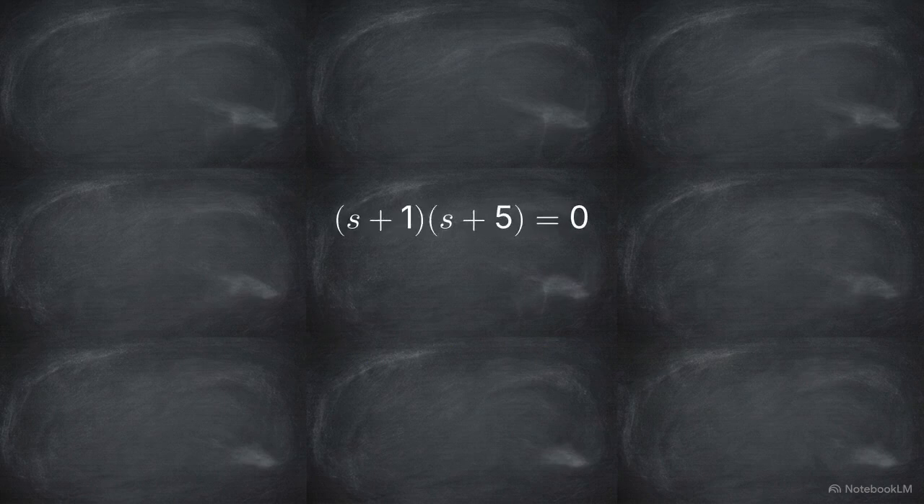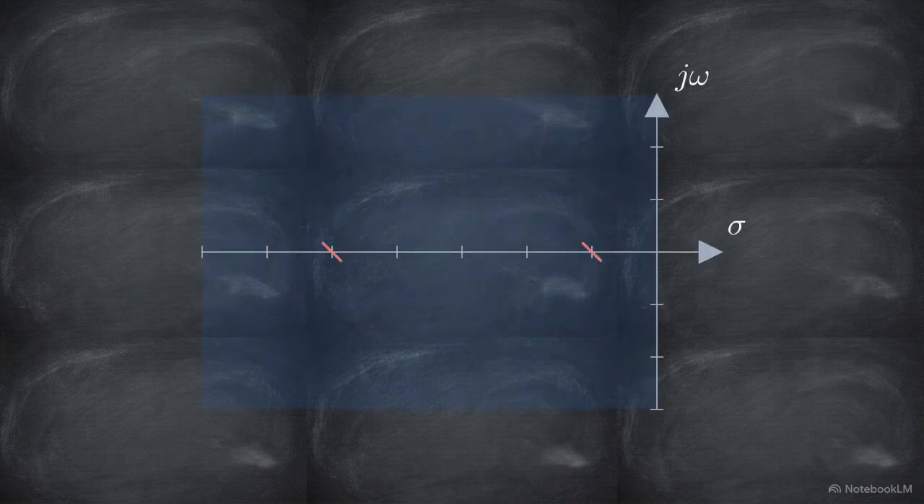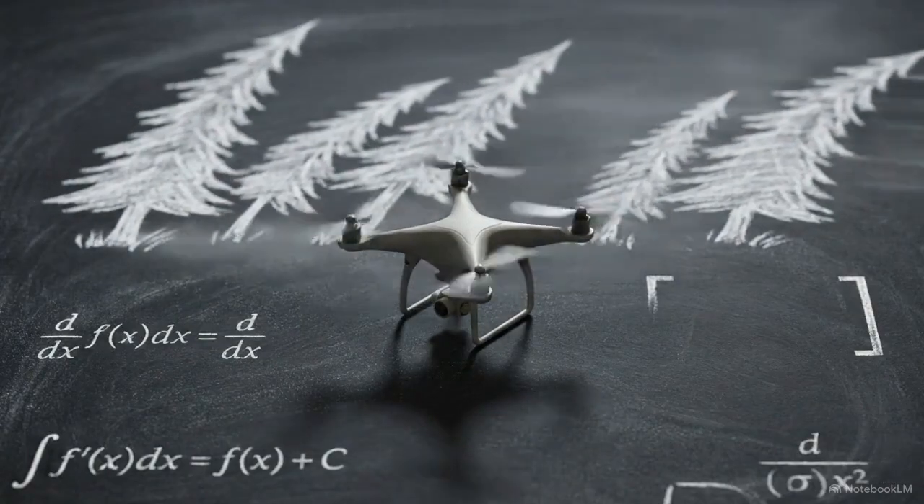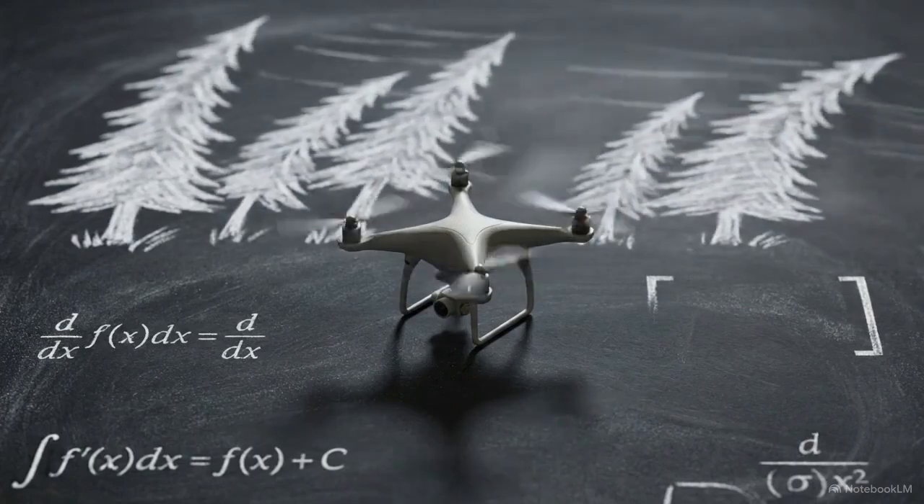Next, we factor this characteristic equation to locate the system poles. Factoring the polynomial reveals roots at -1 and -5. We plot these on the S-plane. Because both poles sit squarely in the left half of the S-plane, the matrix calculation proves the system is stable.